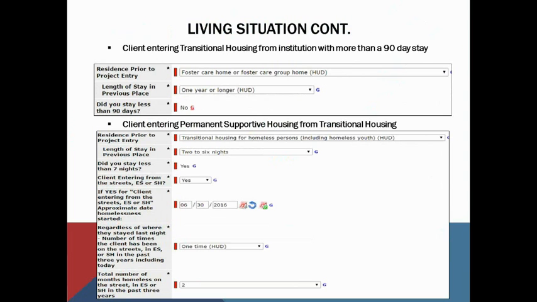Then you have client entering from the streets, emergency shelter, or safe haven. If yes, you will see the approximate date homelessness started. Then, regardless of where they stayed last night, the number of times the client has been on the streets, in emergency shelter, or safe haven in the past 3 years, including today. And then the total number of months homeless on the street, in emergency shelter, or safe haven in the past 3 years.